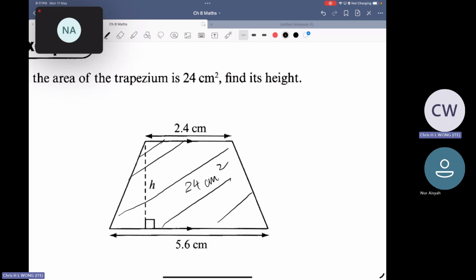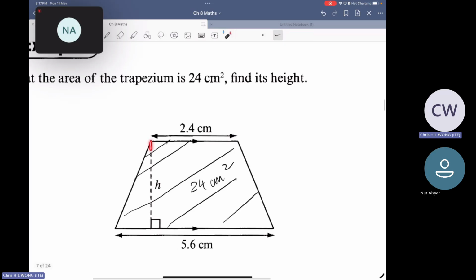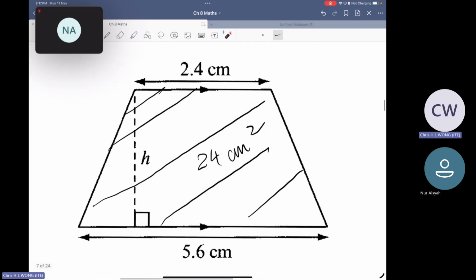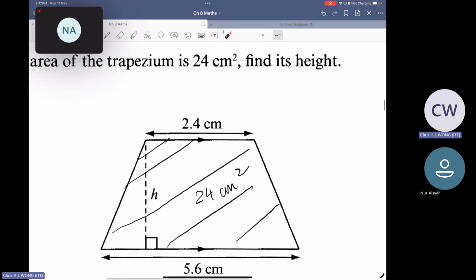You are supposed to find the height. The height is here. Where? 2.4. This is 5.6. Yeah, can you see? Okay, now you're supposed to find the height. If you apply the same formula again, you can find the height, because they give me the area.